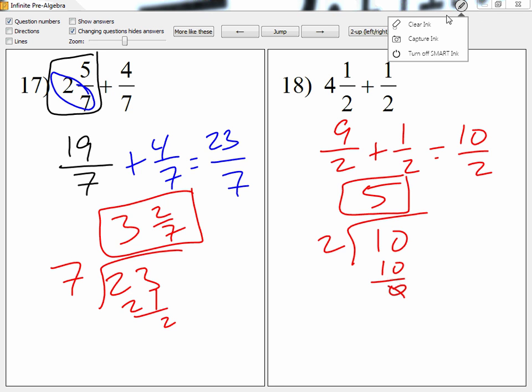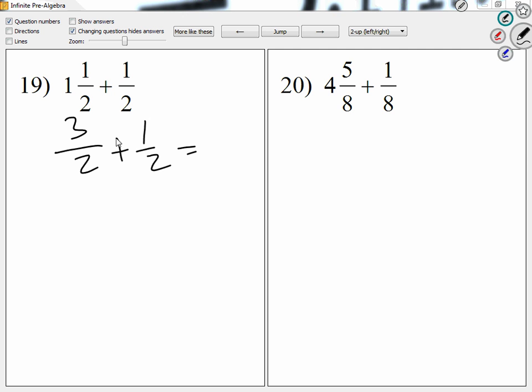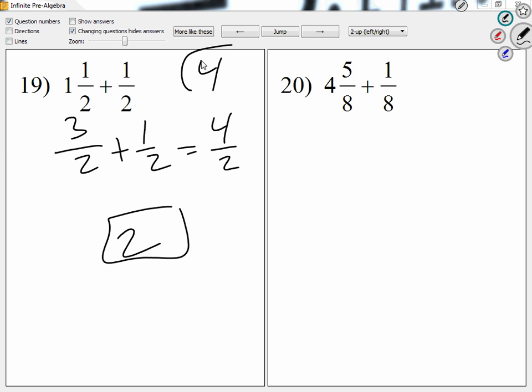Let's take a look at number 19. My first fraction has a 2 at the bottom. What's on top? 3. So I have 3 over 2 plus 1 over 2. Copy down the 2. That's 3 plus 1. 4. When I simplify this, what do I get? 2. Right, because we did the division. Alright, any questions from the rest?